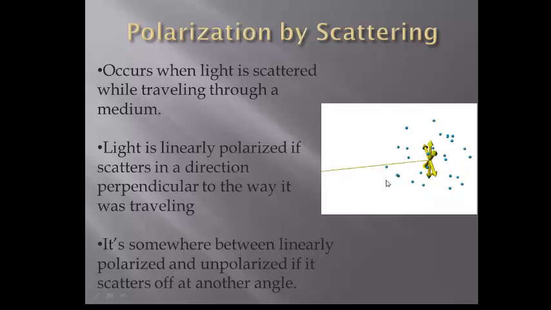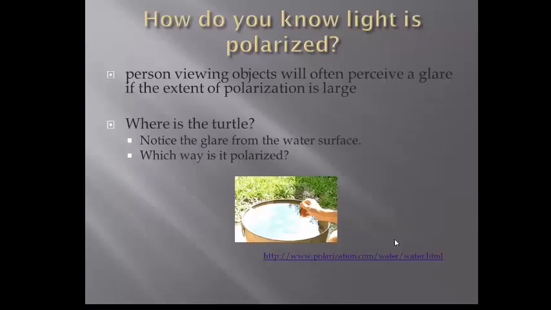This phenomenon, polarization by scattering, happens a lot in our atmosphere. You can't always tell that it's polarized unless you're looking at it from a particular direction. The only way to tell whether light is polarized is to typically use a filter or something else as a detector. So, people viewing objects often perceive a glare if the extent of polarization is large. If you're looking at this animation down here, you can see that there's a huge glare coming off of that barrel. Only when he blocks some of that light do we notice that it was ever polarized in the first place.